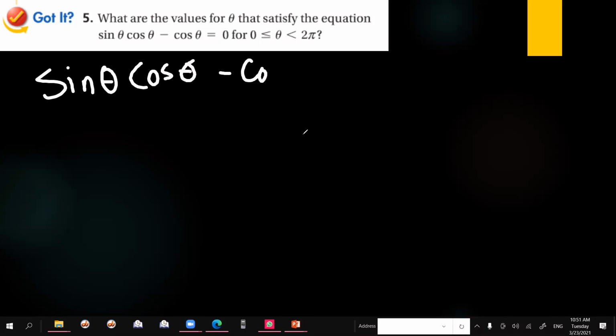What are the values for theta that satisfy the equation sine theta cosine theta minus cosine theta equals 0, for theta greater than or equal to 0 and less than 2 pi? Here now the equation. The equation is sine theta cosine theta minus cosine of theta equals 0.